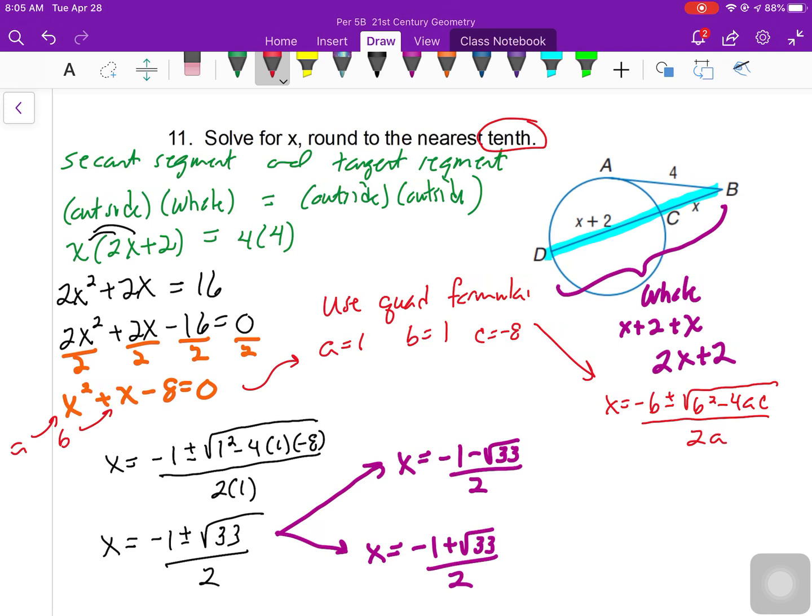We're supposed to round here. It tells us we're rounding to the nearest tenth. So on the top one, we would get x equals negative 3.4. On the bottom one, we would get x equals 2.4. The negative one, once again, will not work in this one because it gives us a negative length. So our answer is just x equals 2.4.